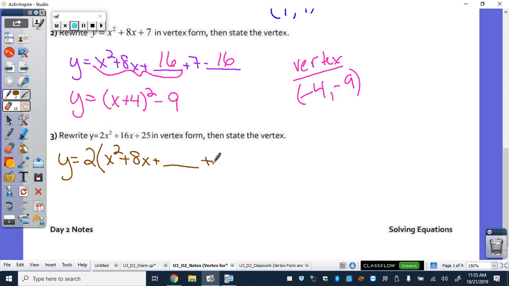I'm still going to put my space in there, same process. And then plus 12.5, because 25 divided by 2 is 12.5. And then minus my space. So what number goes in the space? 16 again.